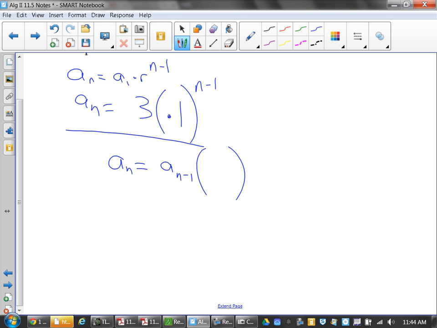But what do you have to do to each previous term? What are you multiplying it by? The rate. So what's the rate? 0.1. Now, a lot of times they'll put the rate before the a sub n minus 1 just because it looks cleaner. So you'll see it written like this. They write it like that sometimes just to make it look cleaner.